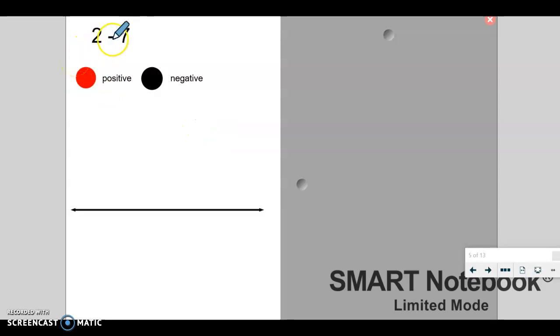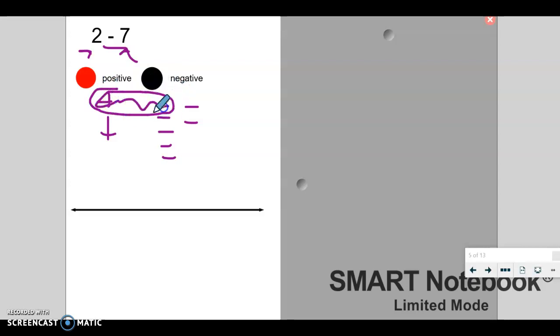So our next problem is 2 minus 7. So 2 positive, so 2 positive signs. And then 7 out in front, that's a -7. 2, 3, 4, 5, 6, 7. Find your zero pair. So here's one plus and minus. I'm going to just cross it out. Here's another plus or minus. I'm going to cross it out. I have no more pluses or minuses, so I'm going to count what I have left over. 1, 2, 3, 4, 5. So that's -5.